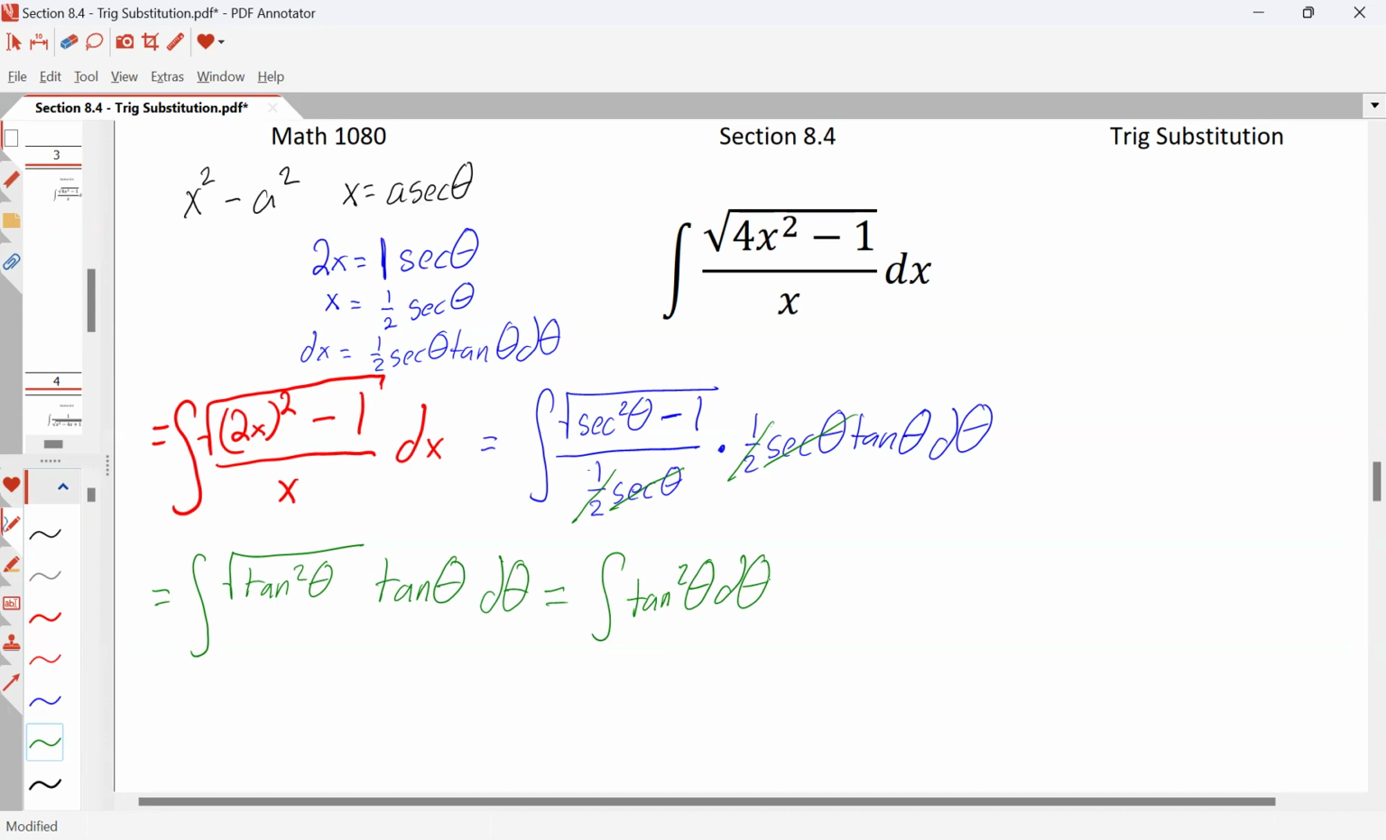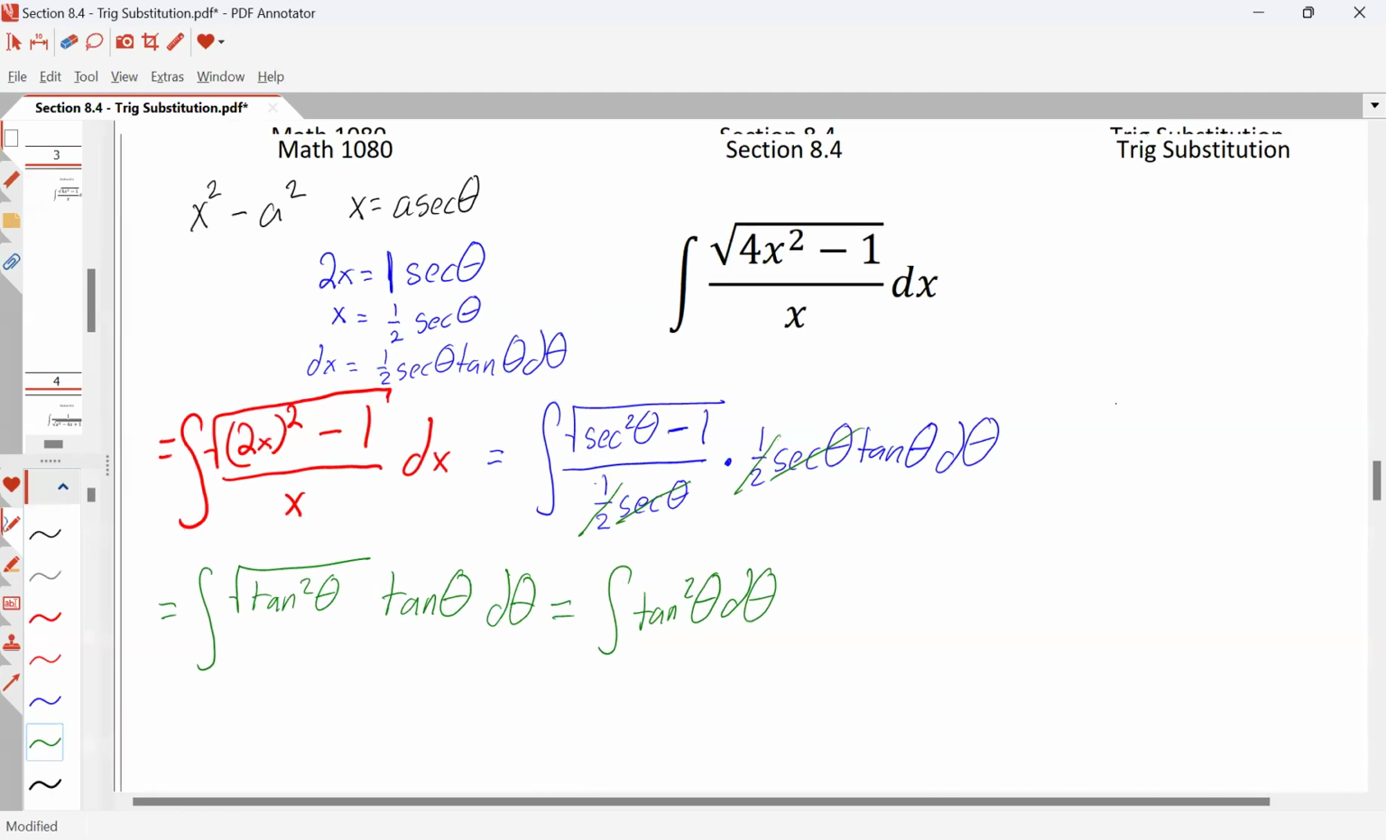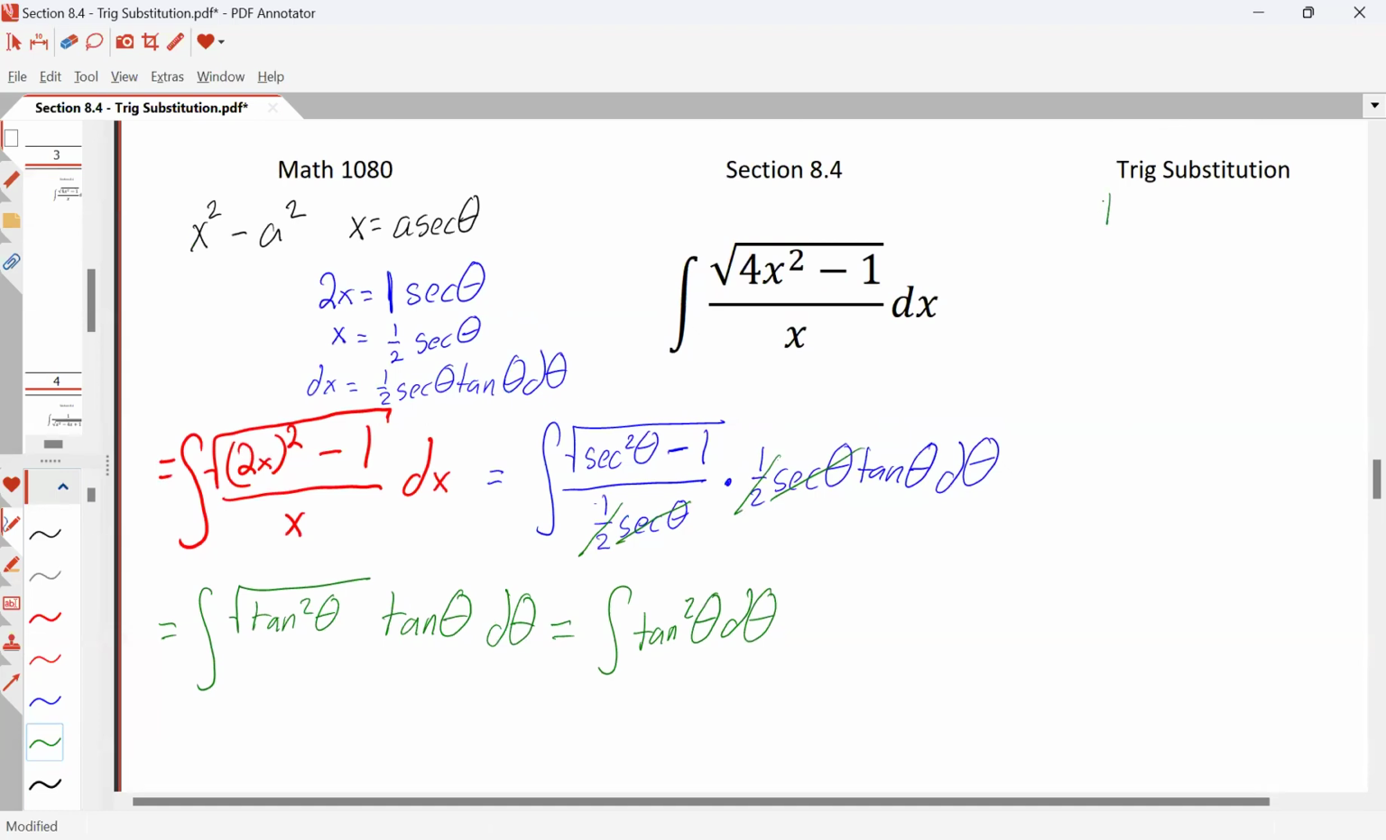We have tangent squared. We know really well what to do with an odd tangent. We know really well what to do with an even secant. Tangent squared, we need to think about a little bit more, but we've actually already used what we're going to want to use. Earlier in this problem, we used that secant squared theta minus 1 equals tangent squared theta. We can use that again to turn this integral into the integral of secant squared theta minus 1 d theta.